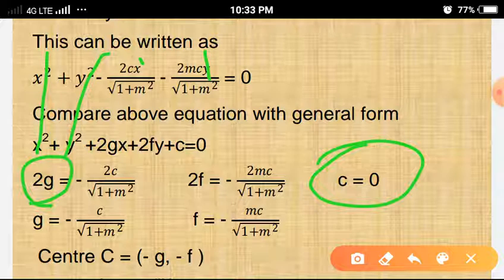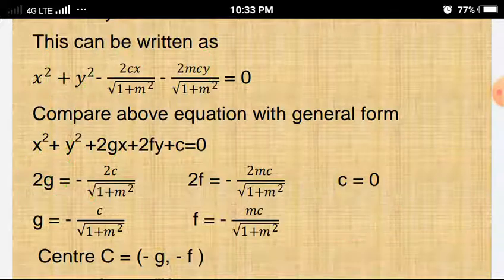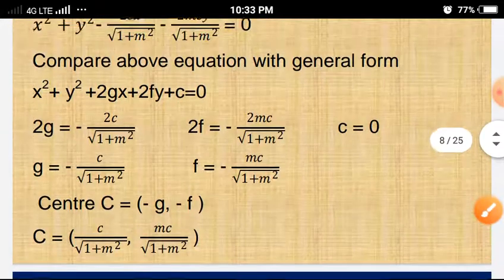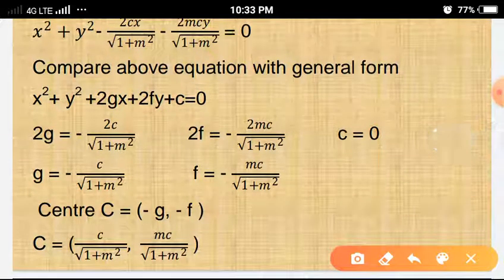Then we find all values of g. Here 2 will be cancelled, then g is equal to minus c divided by square root of 1 plus m square. f is equal to minus mc divided by square root of 1 plus m square. Then we have to write the center, minus g comma minus f. Already we find g: minus of minus plus c by square root of 1 plus m square. Next, minus of minus plus mc divided by square root of 1 plus m square.